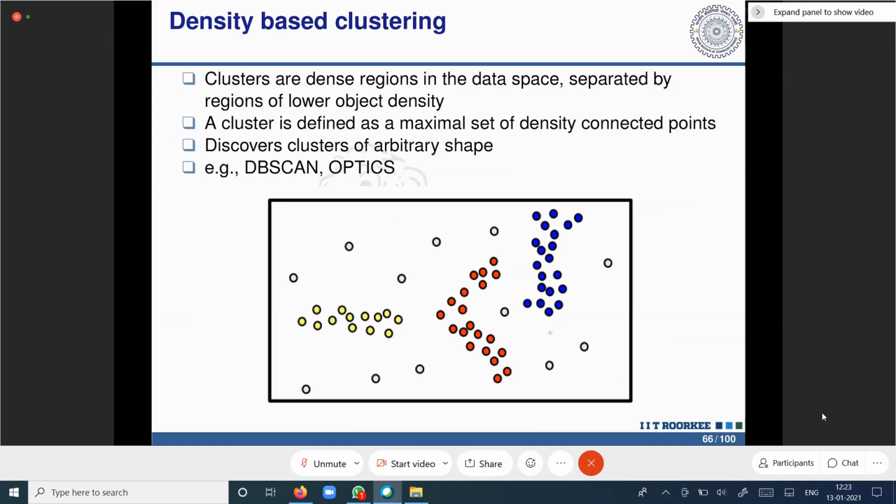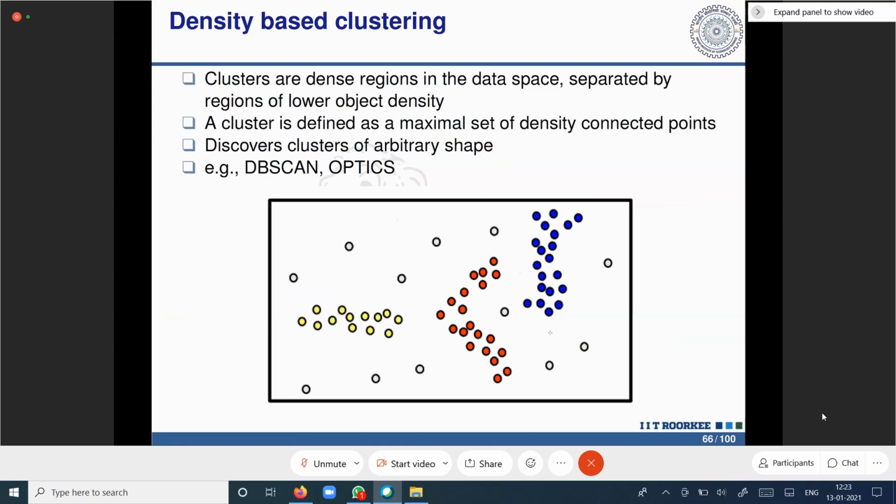All right. So this was about hierarchical clustering. Now we come to density-based clustering algorithms. So in density-based clustering algorithms, the basic assumption is that clusters are dense regions in the data space, which are separated by regions of lower object density. So the clusters are dense regions, where points are close to each other.